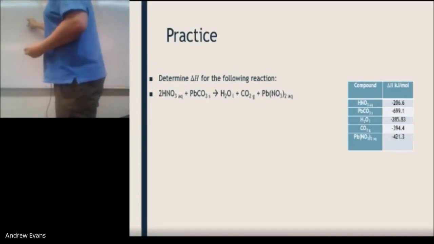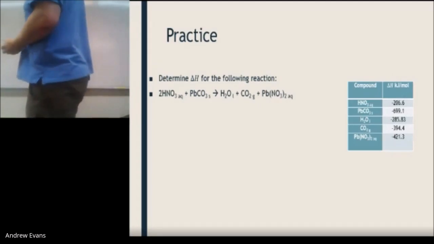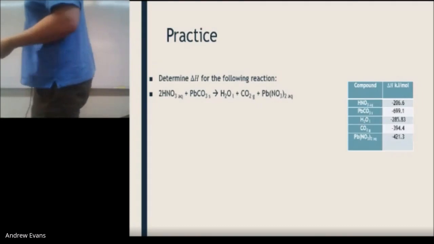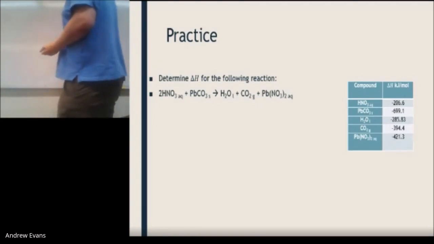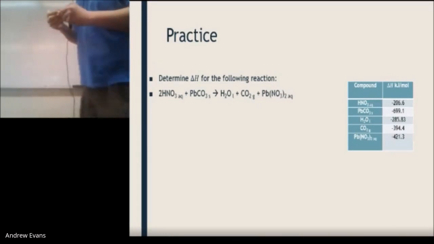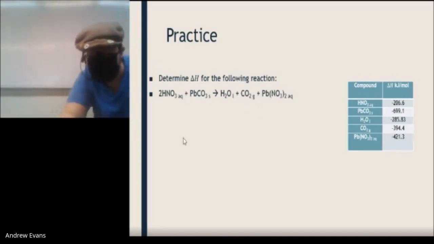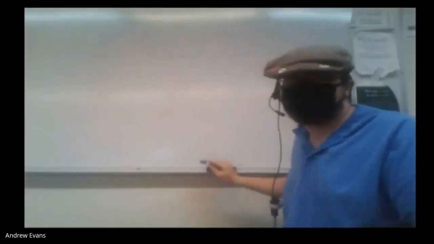Minus my reactants. We have 2 nitric acids, so negative 206.6 times 2. And 1 lead carbonate solid, which is negative 699.1. Not sure how visible this will be. I don't think that's very visible. I'll try drawing over in red.